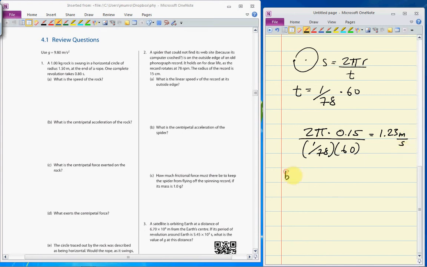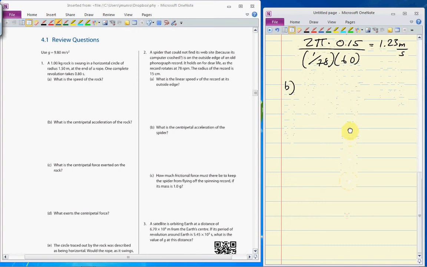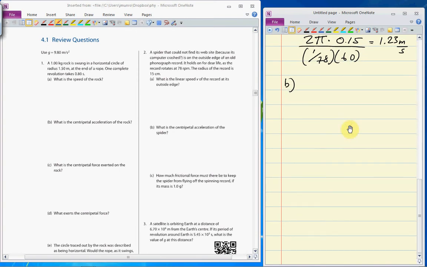In B, we want to convert this into an acceleration. a_c is equal to v squared over r. So 1.23 squared over the radius, 0.15, gives us 10.1 meters per second squared.